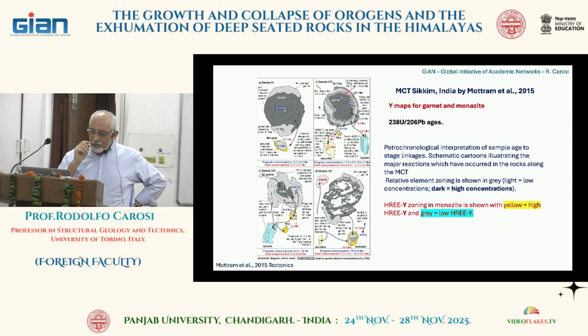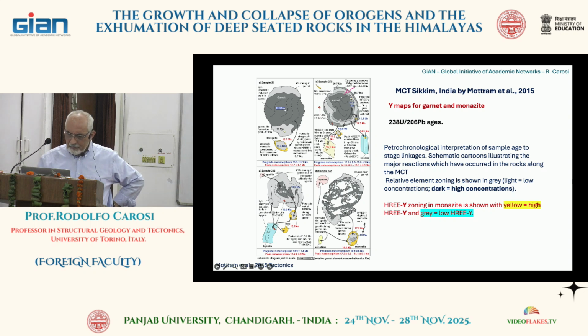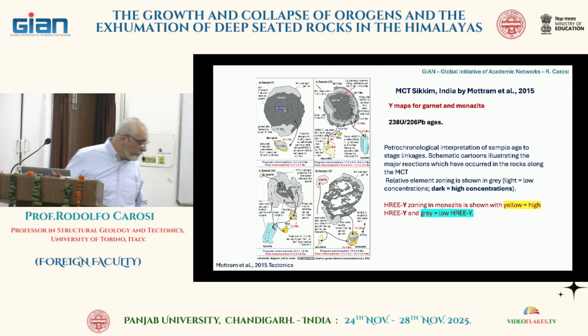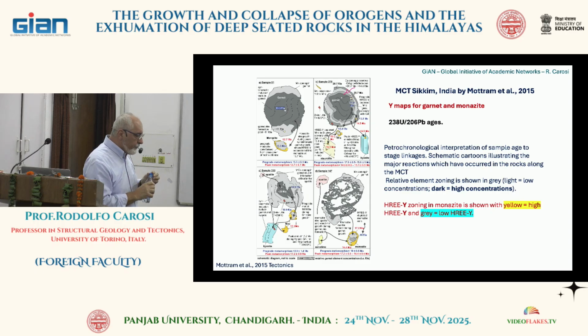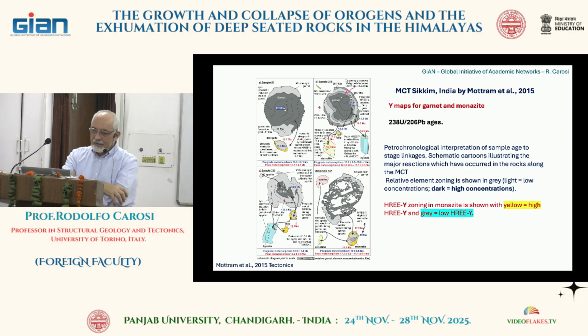Okay, for example, to gain good information about the age of movement, there is also this paper by Catherine Mottram in Sikkim. They used yttrium maps for garnet and monazite growing during the deformation. So this is a nice paper because it shows very well how to use garnet and monazite, at the same time with chemical mapping.